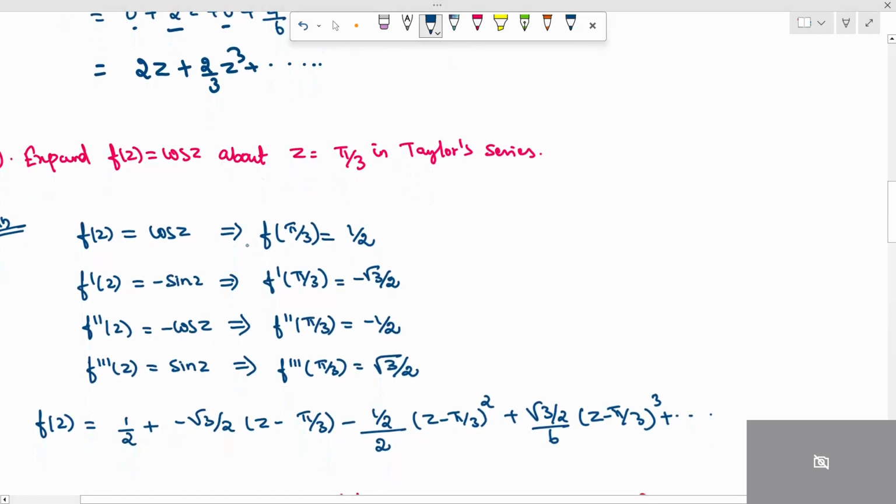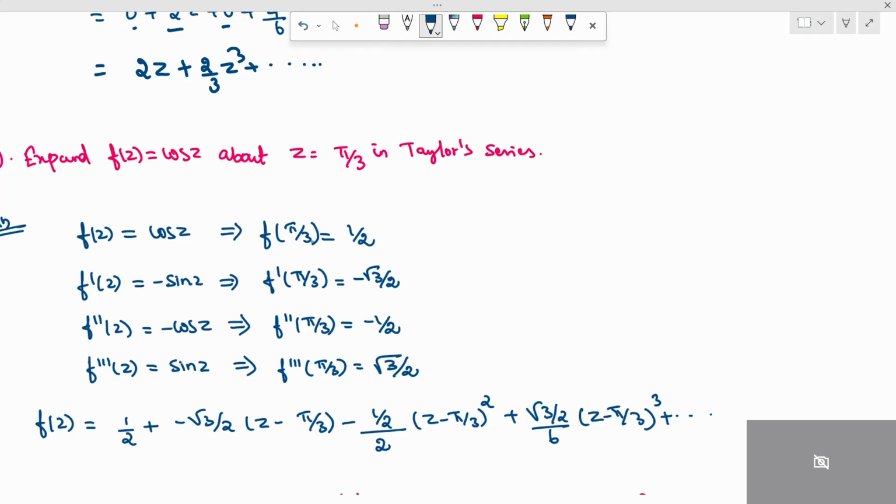Given f(z) = cos z, we know the first derivative is minus sin z. The second derivative, differentiation of sin is cos, and with the negative sign here, it is minus cos z. F triple dash of z is the differentiation of cos, which is minus sin, and already we have one negative sign, which makes it positive.